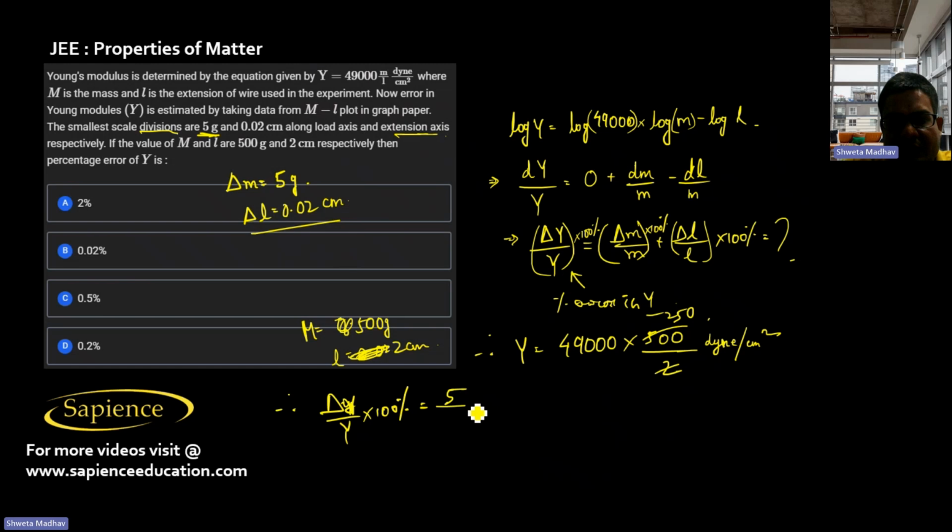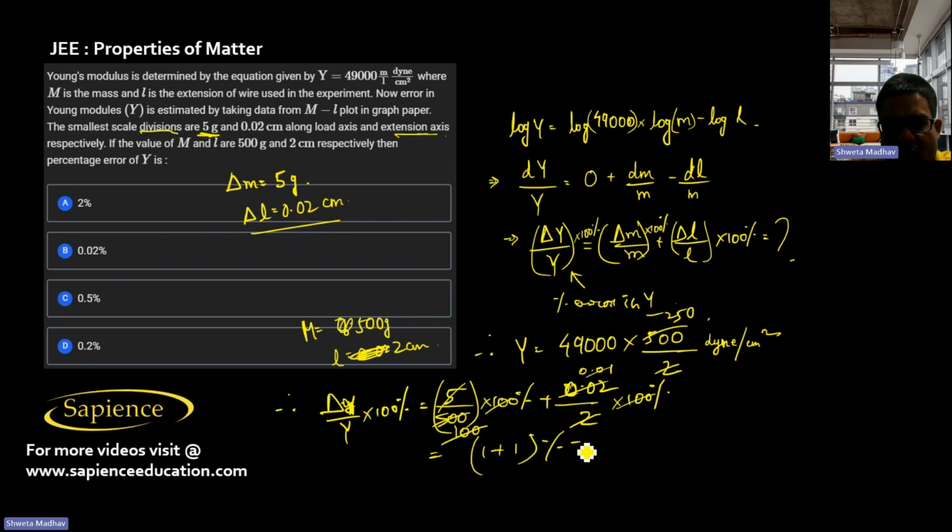Delta M, that is 5 gram, 5 by 500 into 100% plus delta L, which is 0.02 by 2 into 100%. So 500 is 500, so that 100 will cancel, and this will be 0.01, which is 1 by 100. And this will also be 1. So 1 plus 1%, which is 2%. So the percentage error in Young's modulus is 2%. So option A is the correct answer.